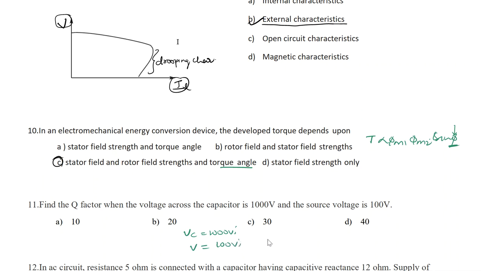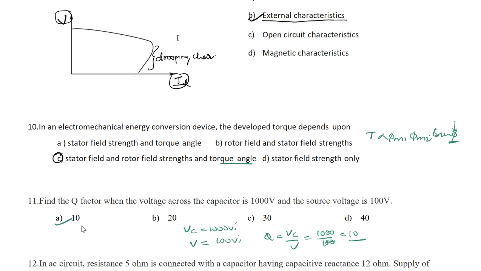Now, what is the quality factor? Q is nothing but ratio of Vc by V here. Okay, so Vc is 1000 divided by 100. You'll get 10. So answer is yes, A is the answer.